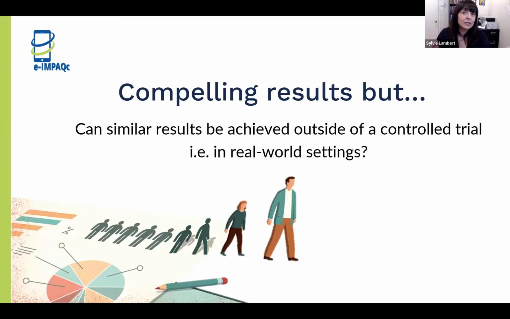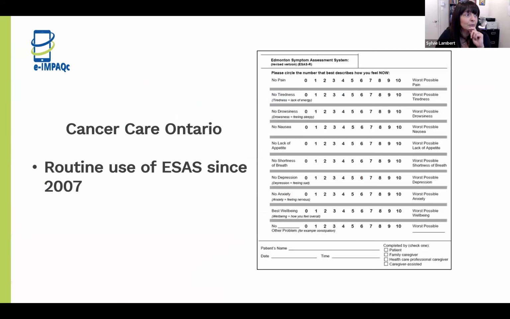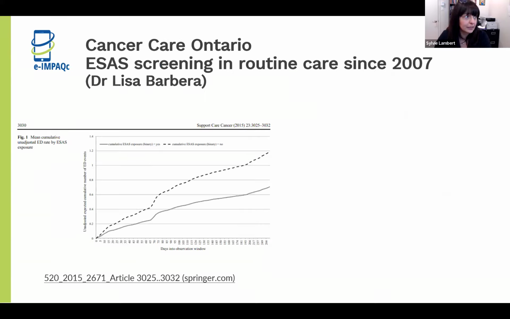So when I present these results, I'm often told, yes, this is great, but real world is much messier than randomized control trials. So what do we know about real world implementation of PROMs in oncology? Well, Cancer Care Ontario has been implementing the ESAS across the province since 2007. So they're starting to have a really nice database of looking at the results of patients that were screened with the ESAS versus those that were not screened.